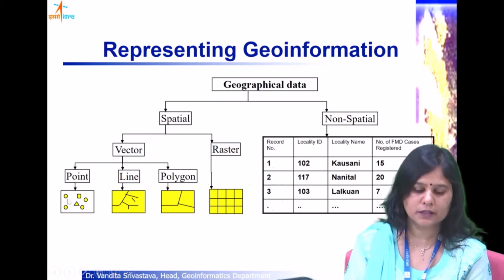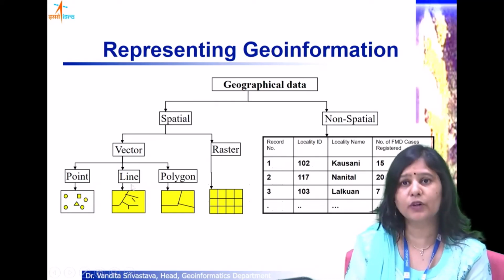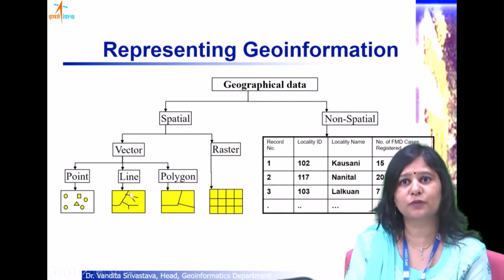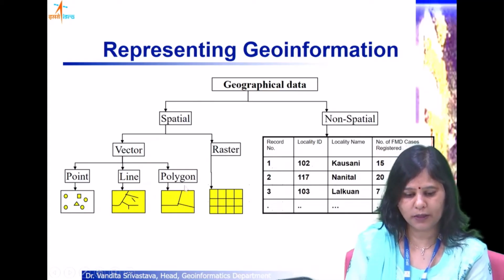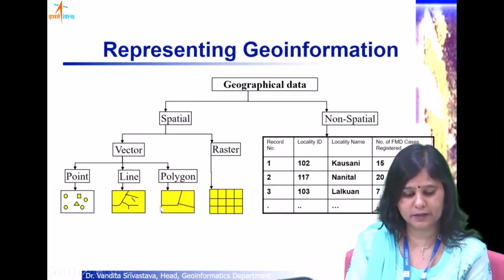So what is a point? As we studied in our class 10th perhaps, a point is a zero-dimensional entity. It is basically an x and y coordinate pair. A line is a series of xy coordinate pairs arranged in a particular order. So we can say a line is an ordered pair of xy coordinates. Then what is a polygon? It is also a line, but it is a closed line. That means an ordered pair of xy coordinates where the ending and the beginning point are the same.